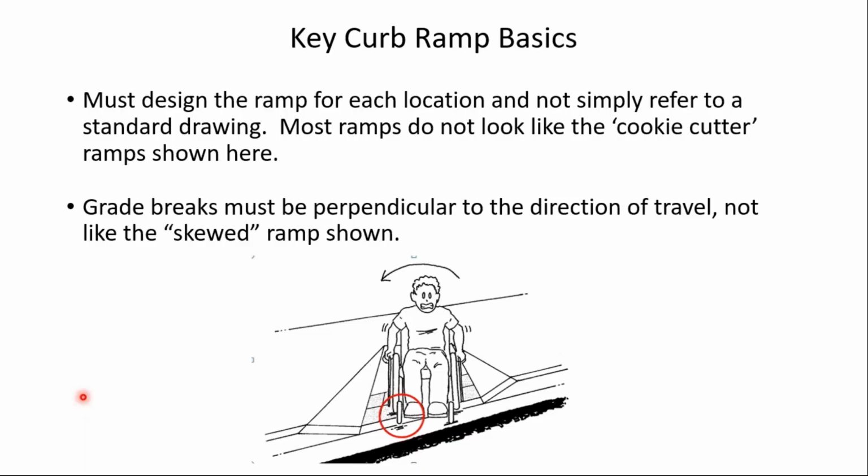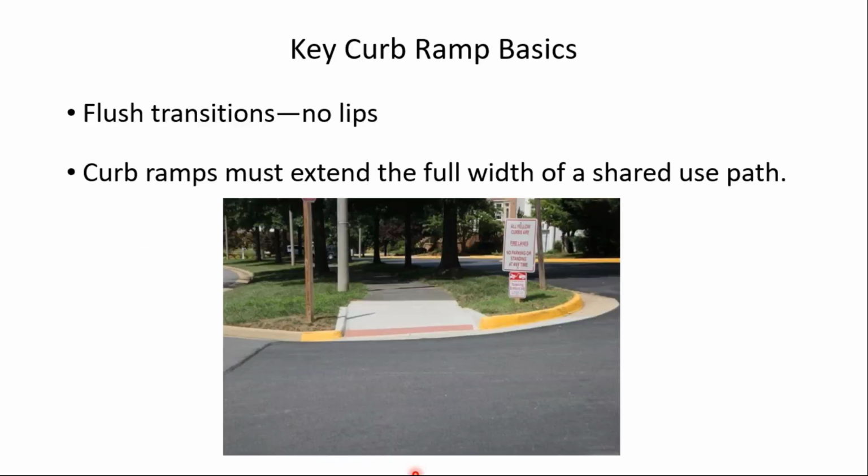Also, be attentive to what I call skewed ramps, like you see here. Notice the ramp does not intersect the curb at right angles. And what happens is one wheel of the manual chair is off the ground. And when that happens, the stability of the chair is jeopardized and the chair can tip over or flip over. Again, no lips at the base of the ramp.